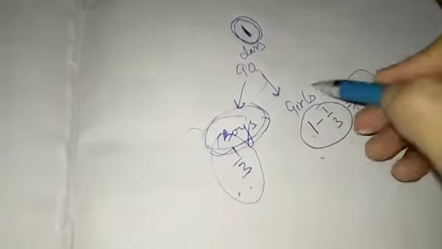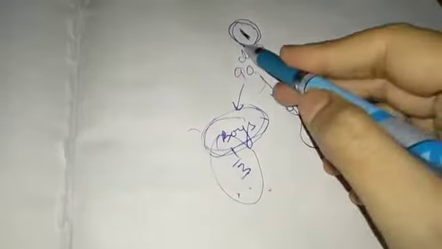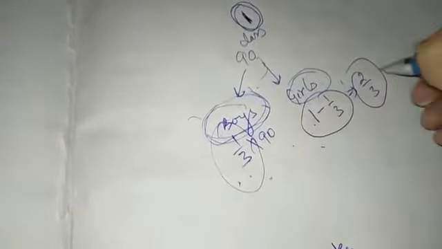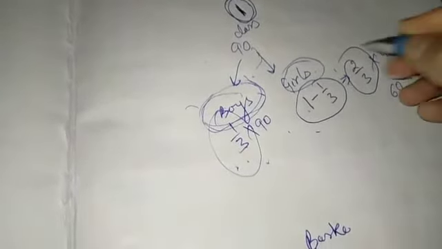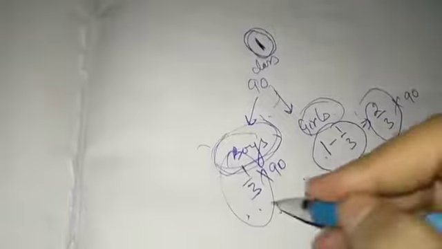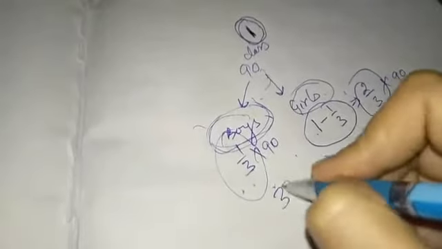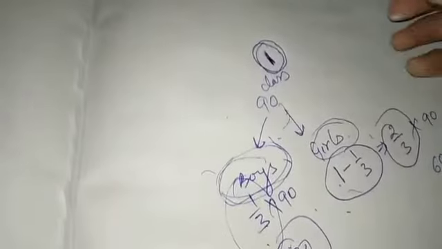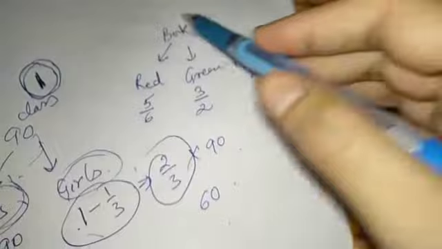1/3 boys and 2/3 girls together make a class of 90. Now the number of boys is multiplied by 90. Number of girls is multiplied by 90. It is 60 girls are there and 30 boys are there. Getting my point? Suppose now you are having, let's understand this example.